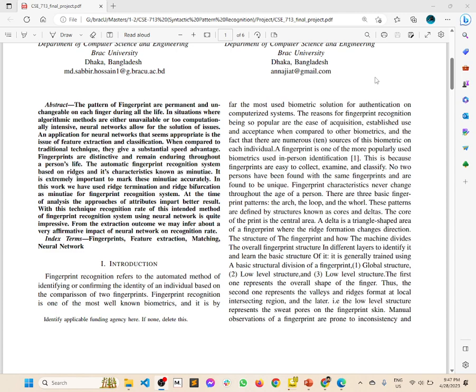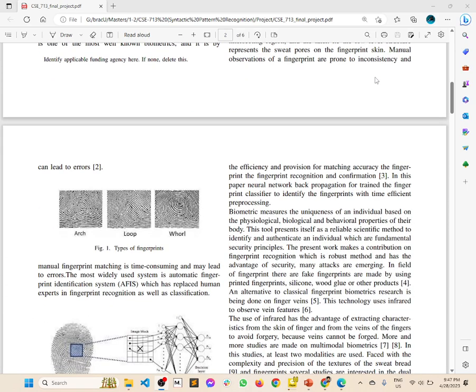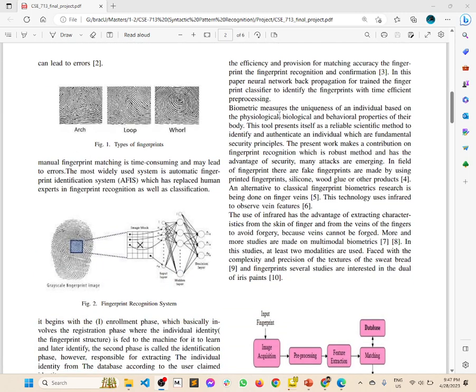Manual observation of a fingerprint is prone to inconsistency and can lead to error. Here are the three types: arc, loop and whorl. So manual fingerprint matching is time consuming and may lead to error.